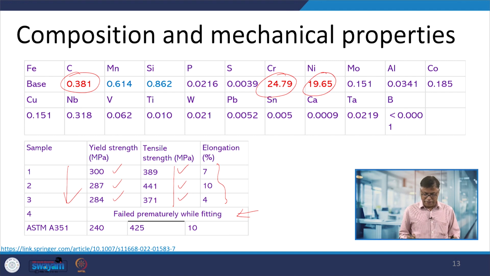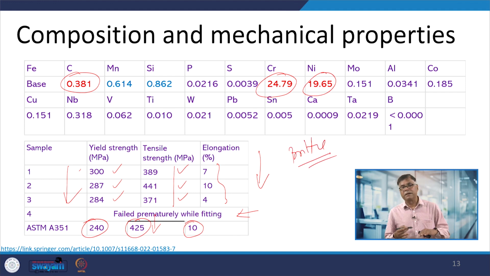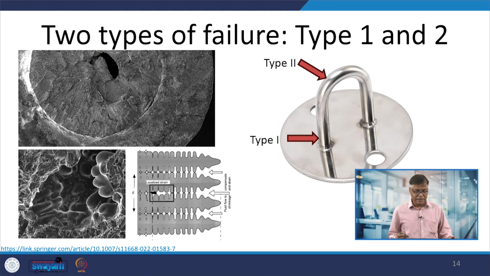As per the requirement, the yield strength should have been, say, 240, tensile strength should have been 425, and the ductility should have been 10. So, in some cases it was observed that ductility was reduced, strength was a little lesser, and the yield strength was on the higher side, which indicates that it tends to behave like a brittle material, because the clamp failed suddenly, which was very surprising during the installation.